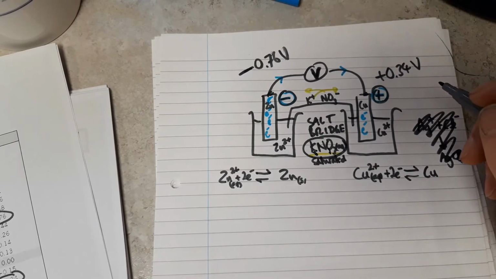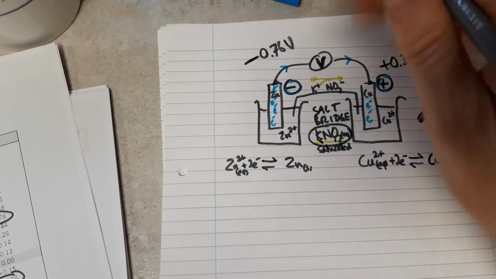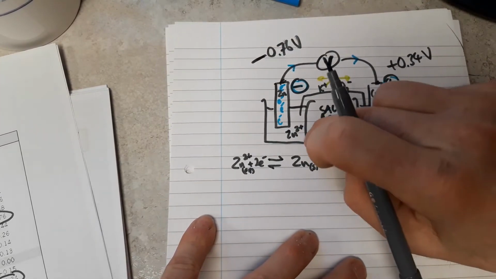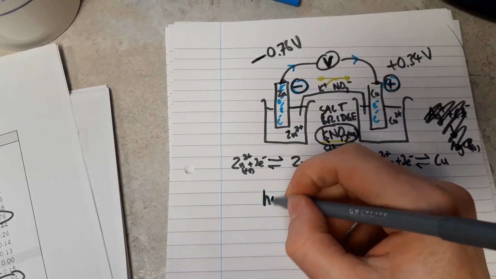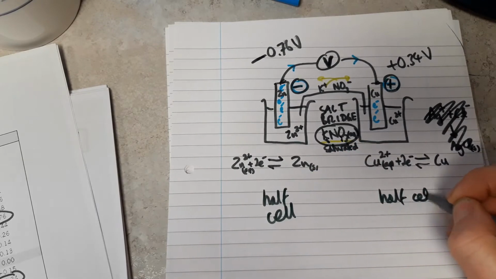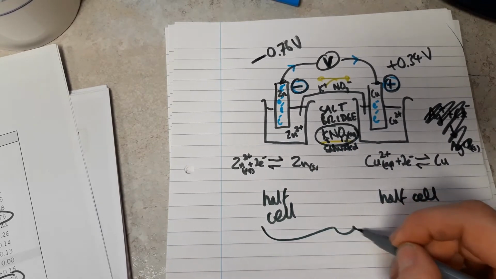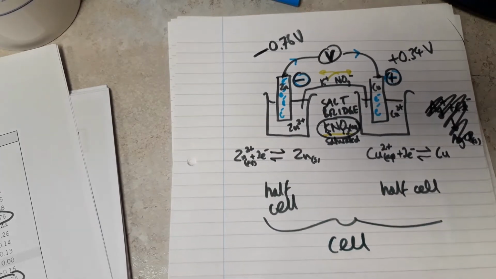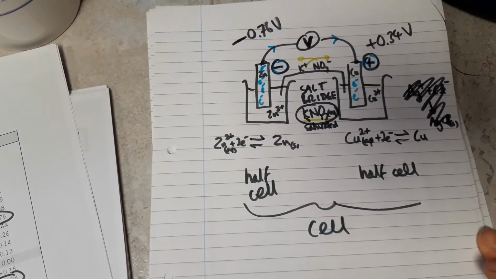Okay, you got that? So, some terminology. Each one of these beakers with some metal in is known as a half cell. This is a half cell, and together we have drawn a cell, otherwise known as an electrochemical cell.